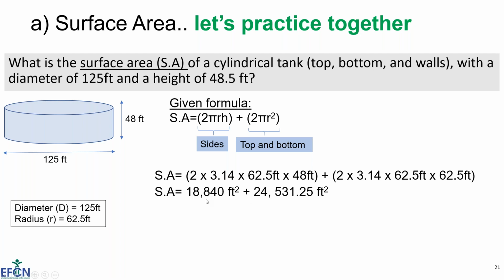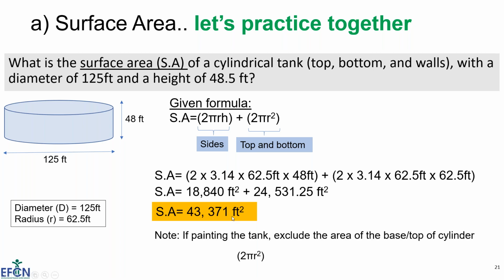Now I have my surface area here as 18,840 square feet, and I'm adding it to 24,531.25 square feet. And I'm coming up with my surface area as 43,371 square feet. So if you did the math correctly and you plug in your numbers, you should come up with a surface area of that particular cylinder of 43,371. That is the top, the sides, and the bottom of that cylinder.